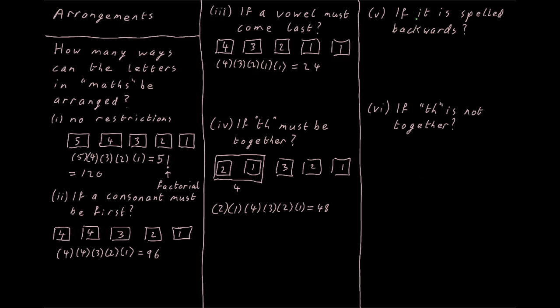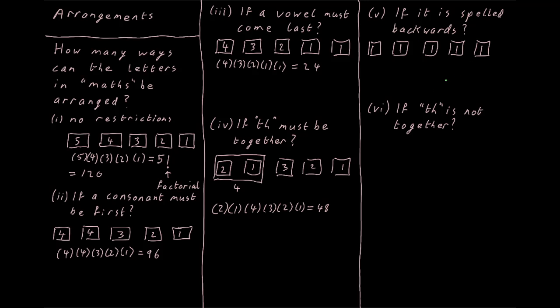Now, how many ways could I do this if the letters have to be spelled backwards? So if maths has to be spelled backwards, I have 5 boxes. And how many options do I have for my first box? Well, if it has to be spelled backwards, I only have 1 option. It has to be the letter S. And then the next one has to be the letter H. And the next one has to be the letter T, then A, then M.